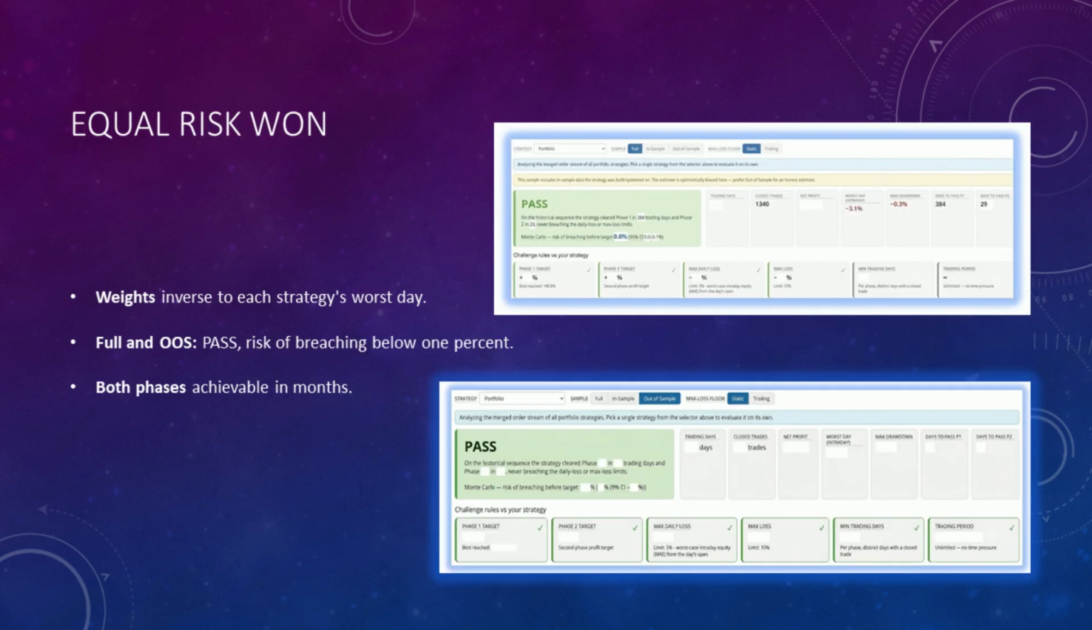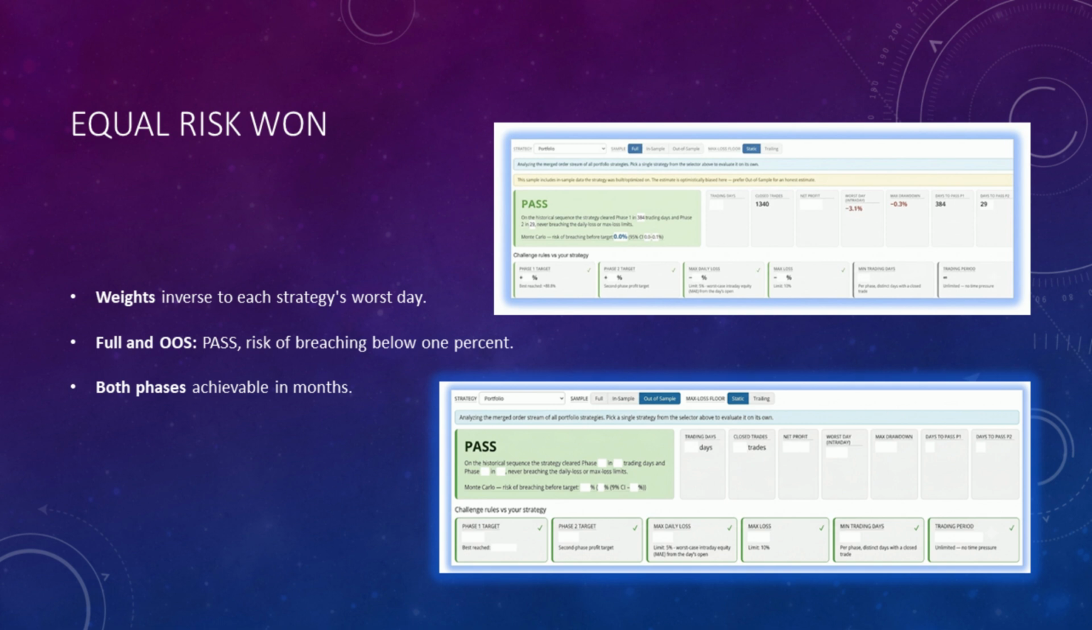The final setup is equal risk with a coefficient that keeps headroom to the daily limit. Over the full period, pass, worst day at roughly 2/3 of the daily limit, risk of breaching well under 1%. On the out-of-sample slice, pass, and a risk of breaching of 0, and both phases of the challenge in months, not years.